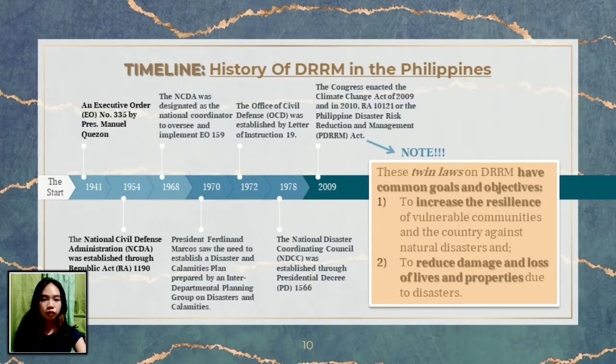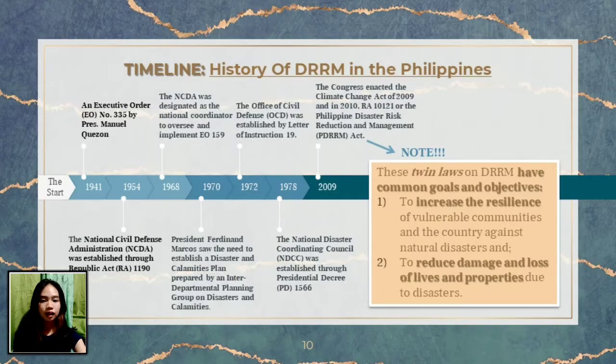In 1954, the National Civil Defense Administration or NCDA was established through Republic Act No. 1190, which also created national and local civil defense councils. Thereafter, in 1968, the NCDA was designated as the national coordinator to oversee and implement EO No. 159 that required the establishment of a disaster control organization by all government offices, including departments, bureaus, agencies, offices, instrumentalities, and political subdivisions of the government.